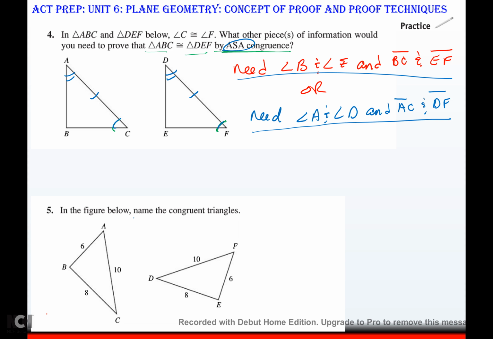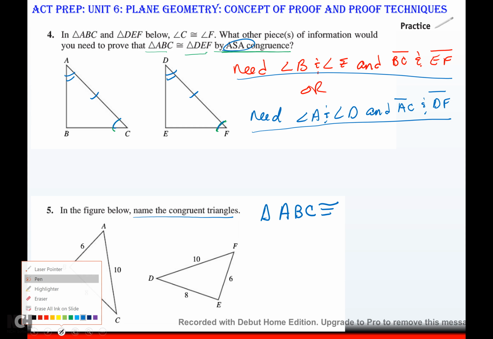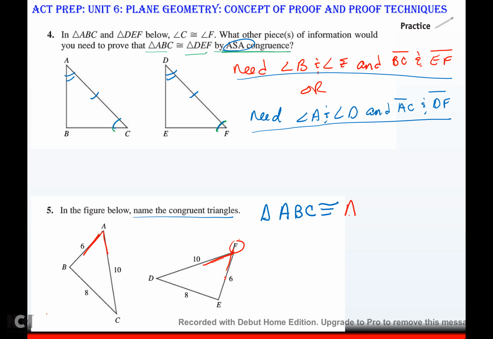In the figure below, name the congruent triangles. Well, what I do is I always pick one triangle, the first one, and I just label it usually alphabetical. And then I figure out what the corresponding angles are. So in this triangle, angle A is between the 6 and the 10. So here's the 6, here's the 10, F is between them, so on this side, A has to be in the same position as F.